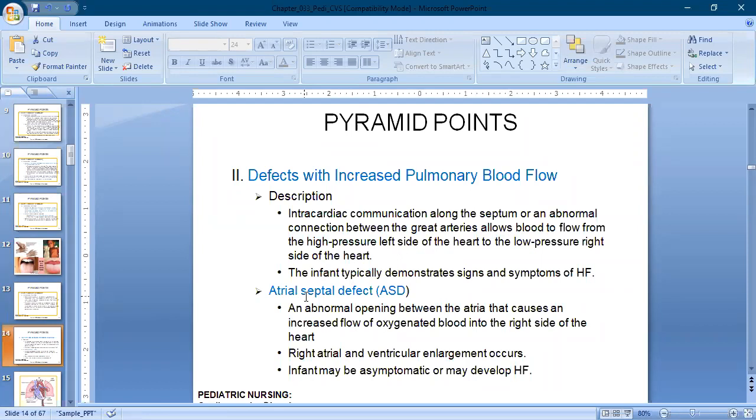Another congenital heart disease is called atrial septal defect. Atrial septal defect, right? So in case of atrial septal defect, what we have to know from here: atrial, I said this is the abnormal opening or hole in the septa between left and right atria, right?